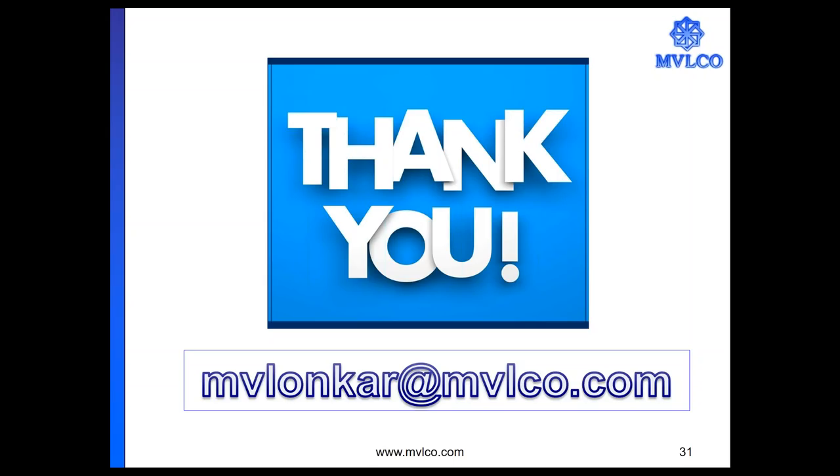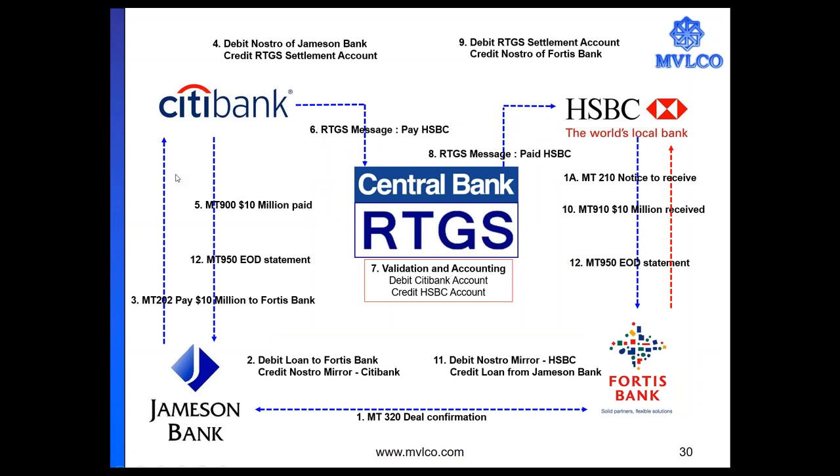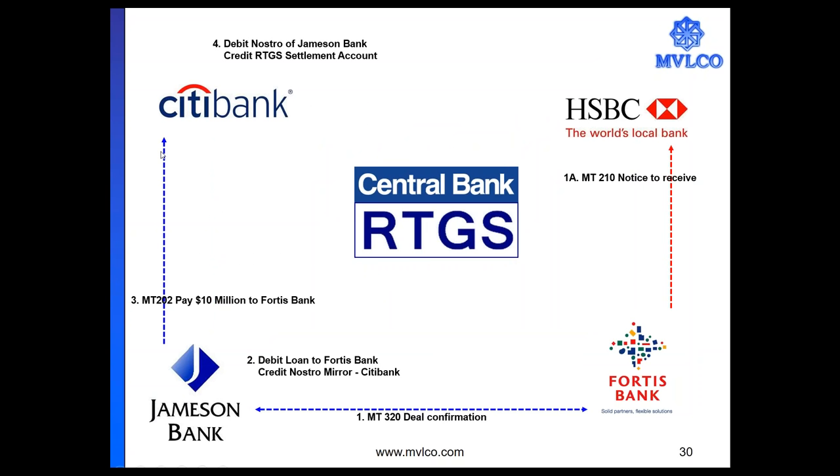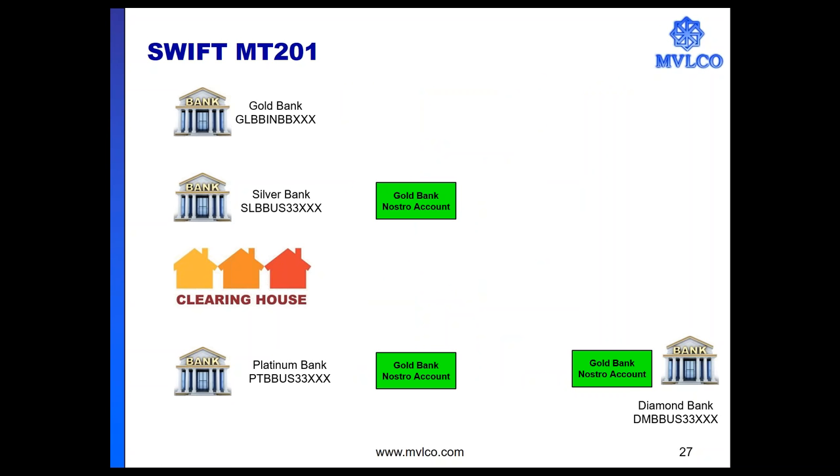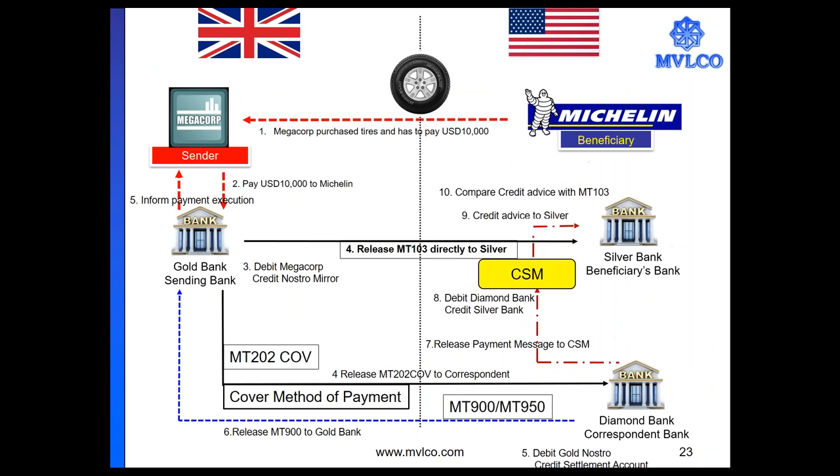An example is a couple of fields to identify the parties. So when you want to identify a party, let's take an example. Amar was asking me about the ordering institution, so Amar, let me explain that point also at this juncture. I'll open that example and explain the concept of ordering institution. I'm going back to the example of Gold Bank making a payment on behalf of their customer.